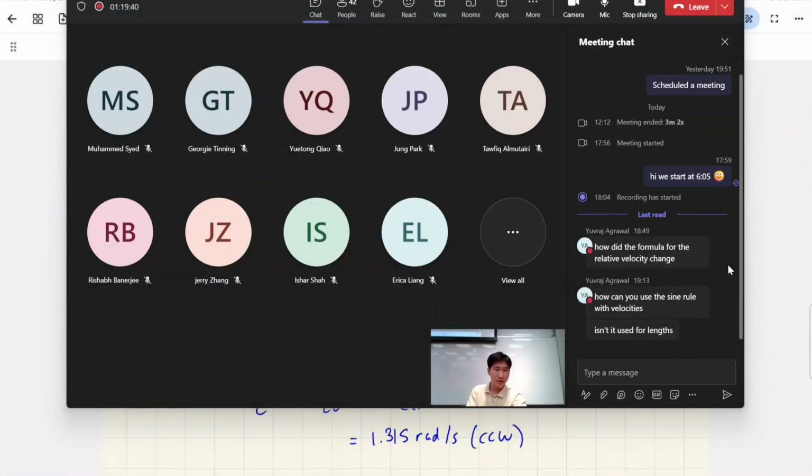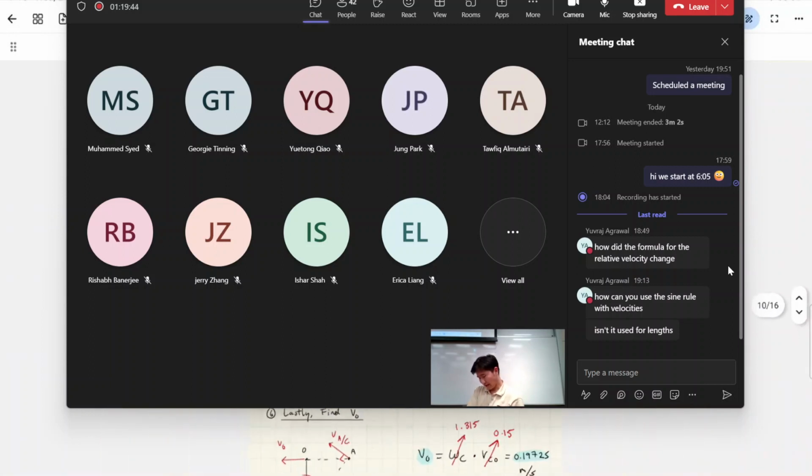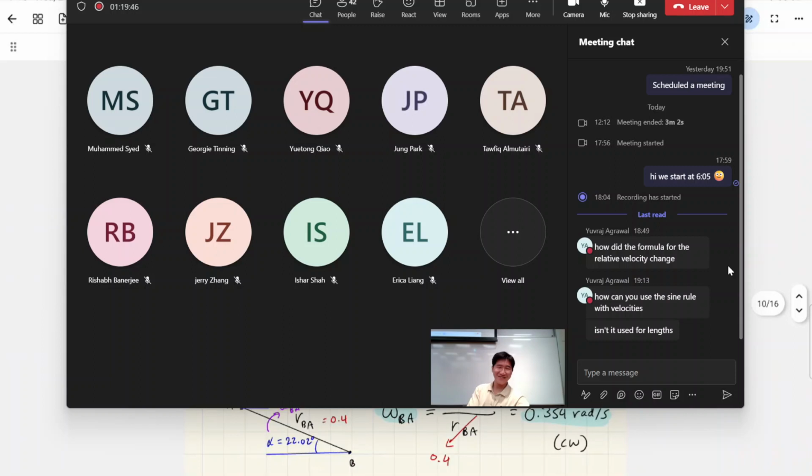I can use the sine rule for velocities. Isn't it used for lengths? I don't know, I don't make the rules. This is how it works. Yeah, it finds the magnitudes, right? That's the important thing. It finds the magnitudes of the velocity triangle. So that's what we use the sine rule for.